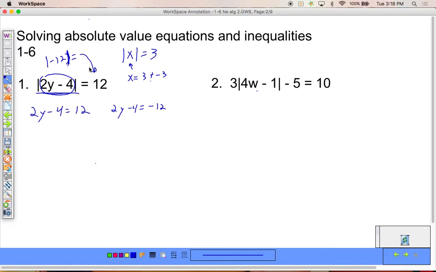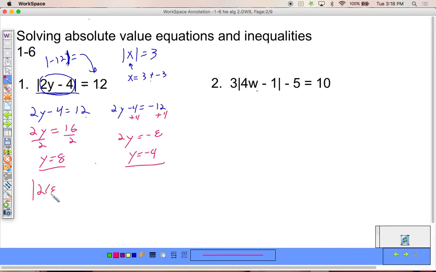So that's where we're going to get 2 equations from. We're going to take what's inside the absolute value, write it twice. I'm going to set it equal to 12 and then the opposite of 12. I'm going to solve both, and I'm going to get 2 answers. What we want to do is check both of them.